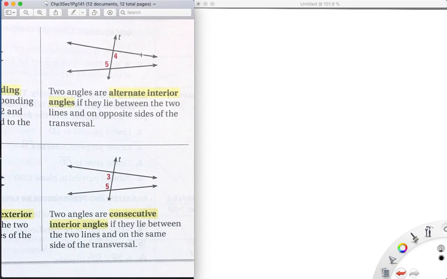And it says interior because these guys are inside the 2 lines. So here's the line here, here's the line here. This is the interior, between the 2 lines. Outside of the 2 lines, we're going to find the next one, called the exterior. Inside the two lines, these are called interior, and they're on opposite sides. On the right, on the left. And they're always going to be in different positions. So this is bottom right, top left.